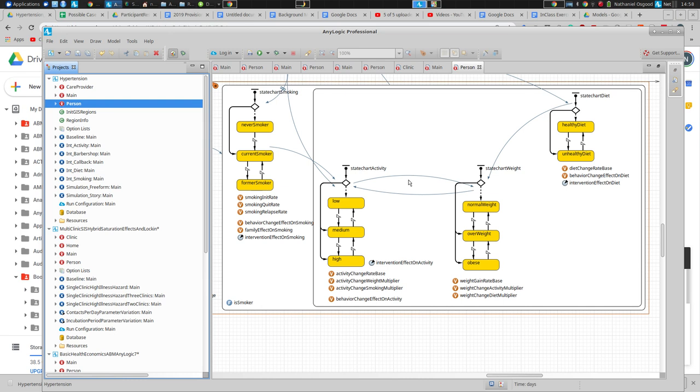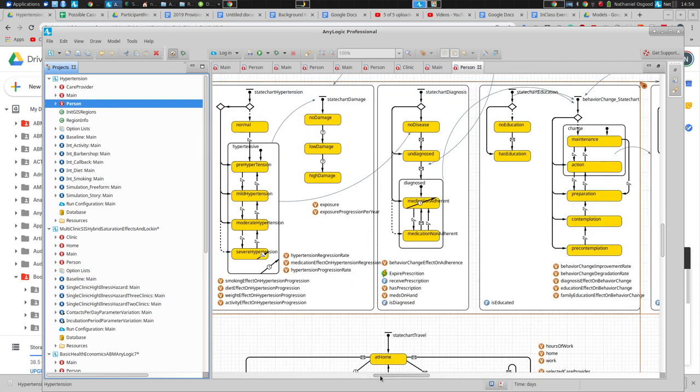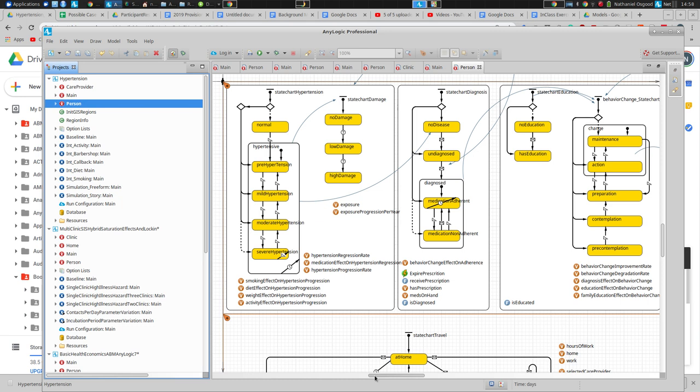And as discussed before, there are these arrows between them that indicate interaction. So for example, someone's weight might affect their activity levels, but their activity level in turn affects their weight. Or someone's smoking might affect their activity level due to limits on their vasculature and lung issues. So we see these state charts laid out here. And I want to draw attention to a couple things.